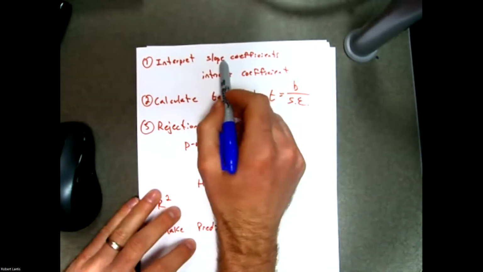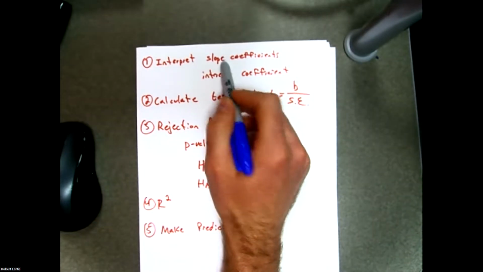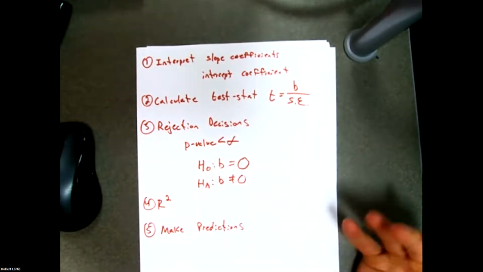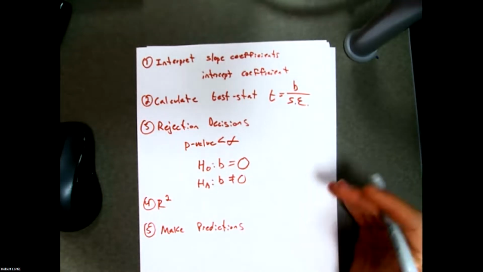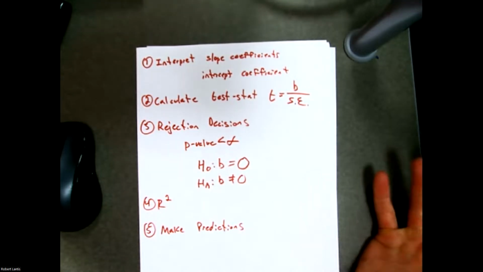So we want to know how to interpret both a slope and an intercept coefficient from Excel output. Like I said, when I post that fifth Excel answer key, part A of both problems, I can't expect you to do.